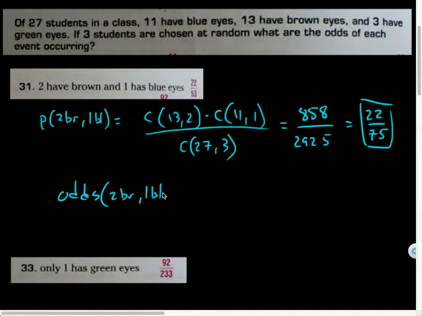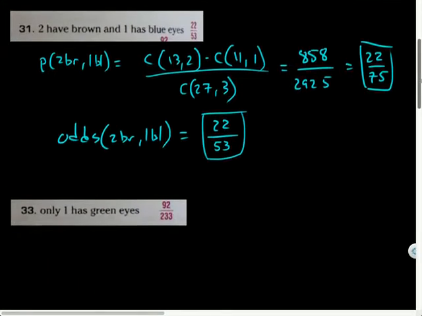1 blue. So that's going to be 22 over, this denominator was S plus F, this is the value of S, I want just F, so I'll do 75 minus 22 and get what, 53 sounds to be the right one. So there's 31. 33, only 1 has green eyes.